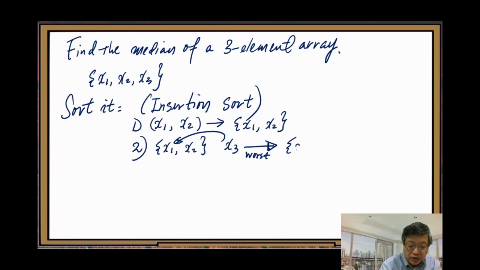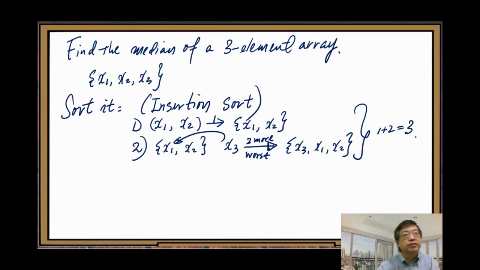So let's assume x3, x1, x2. In the worst case, we need 2 more comparisons, right? 1 comparison here, 2 more. So the total is 1 plus 2, 3 comparisons, and we can get it sorted. So for this question, the worst answer is 3. The bottom line, we can use at most 3 comparisons to solve it.